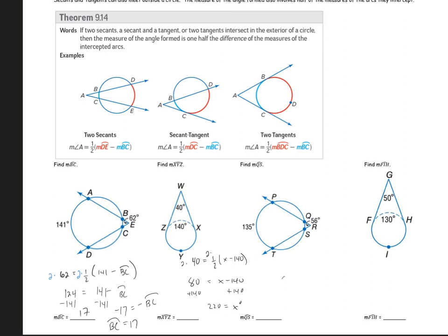Now, somebody could have said, Mr., no, that's pretty easy. If this is 140, and we know all circles add up to 360, couldn't you have said it was 220 right away? Yes, I could have.